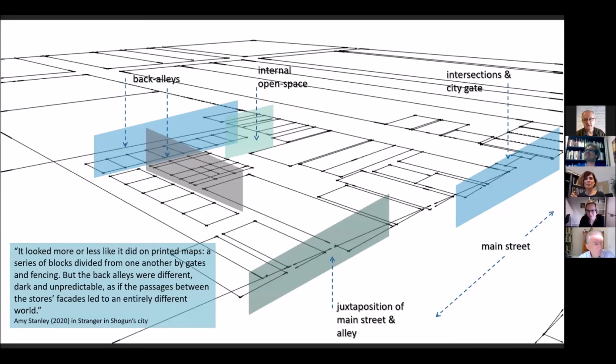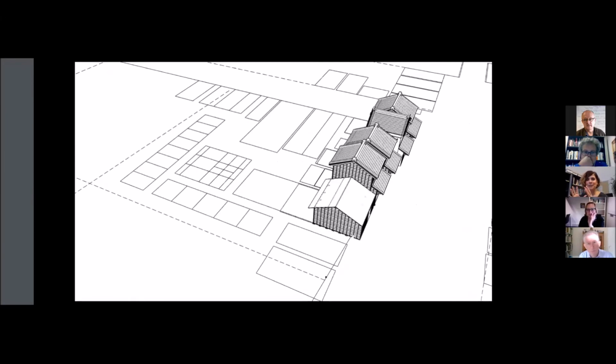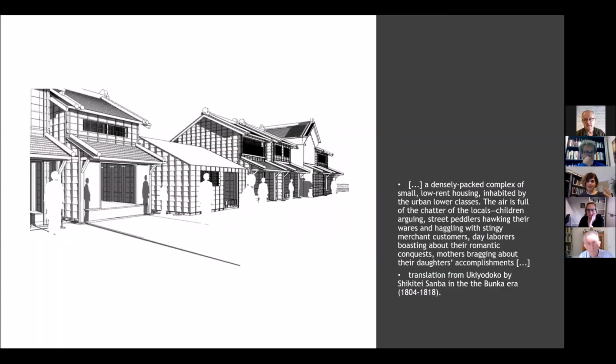In such proximities, Edo neighborhoods were compact, and especially back alley housing was spatially discrete, and yet at times almost invisible to the casual observer passing by from the main street. This little pop-up video I just wanted to demonstrate the current stage of the Edo reconstructions. So I started from the main street and then I will continue to the back alleys.